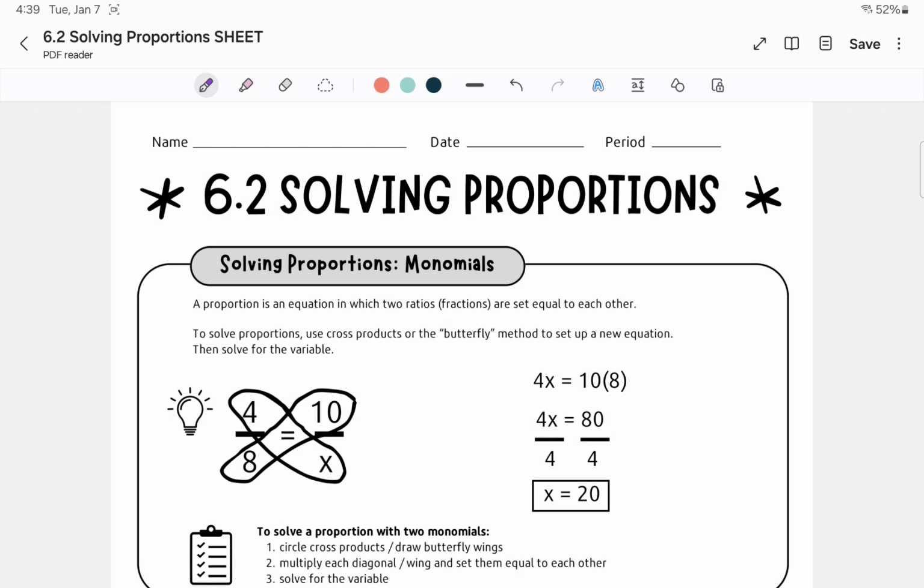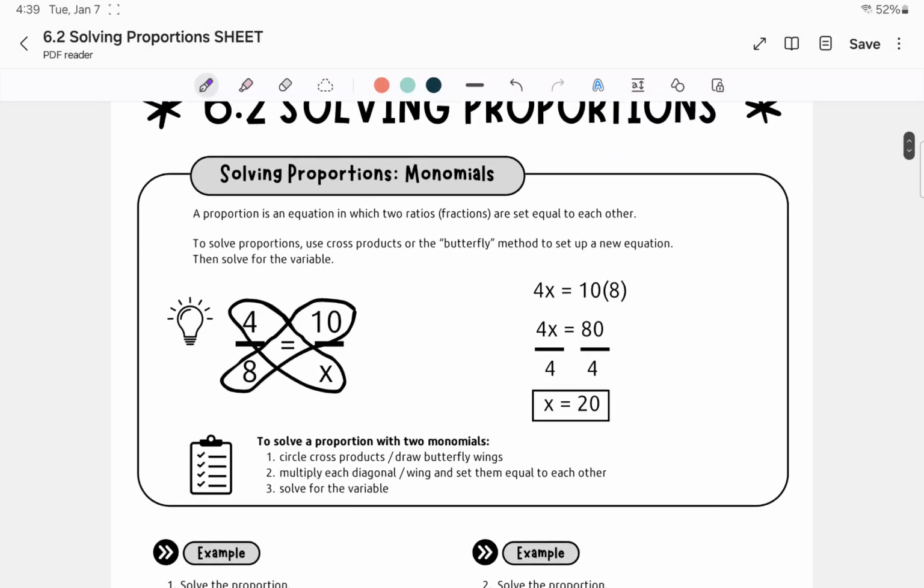So today we're solving proportions because with this unit on similarity, there are two things that make figures similar. One, it's the same shape, and two, they have proportional sides. And so we need to know how to do this in order for us to solve for the next lesson. So let's look at how to solve proportions.